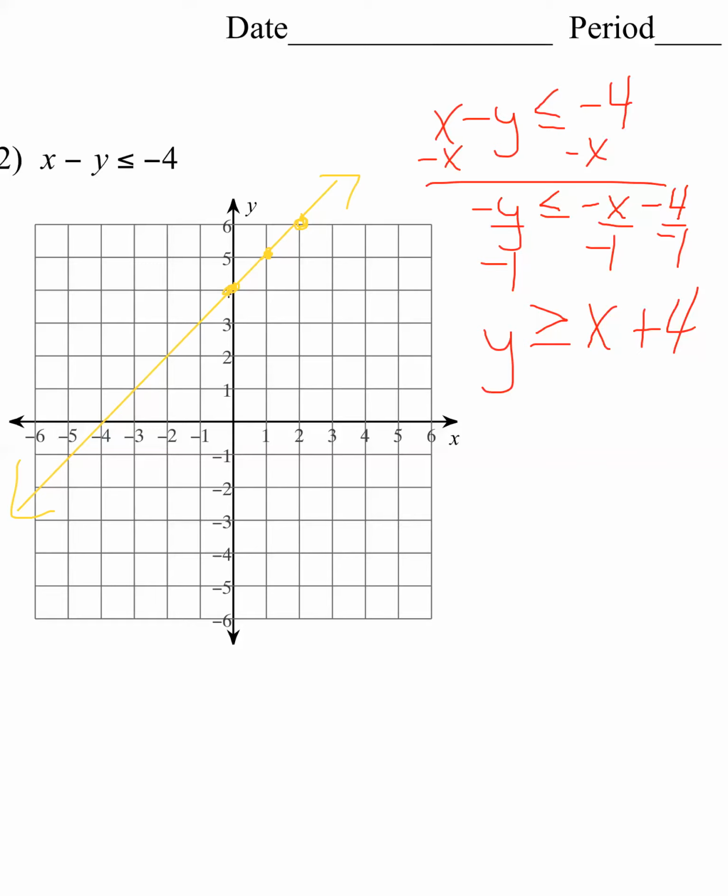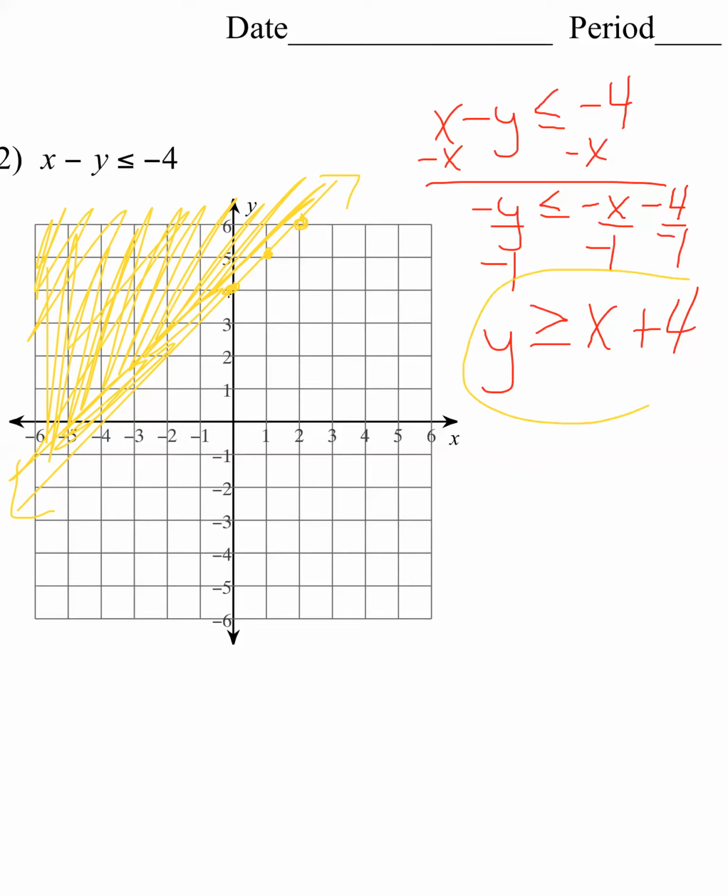And now you just have to shade. So you don't look at the original, you look over here. And that says y is greater than, so that means I'm going to be shading above the line in this case. Okay. See why it's so important to go to where you got the y by itself? Here, if you look here, y is greater than. You should be shading above.